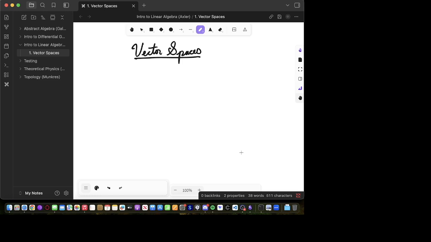When you think of a vector, you're probably thinking of perhaps an arrow in 2 or 3 dimensional space like this. And you know that you can add vectors together, like so. You can also multiply them by a scalar, like in this case 2.